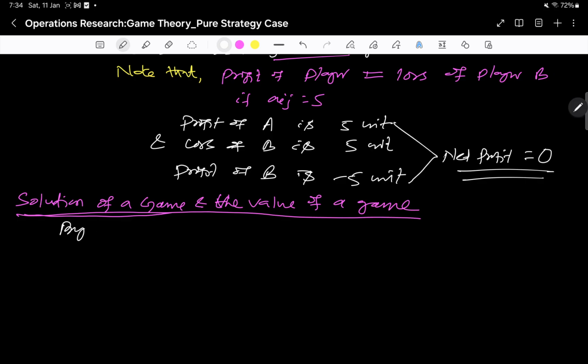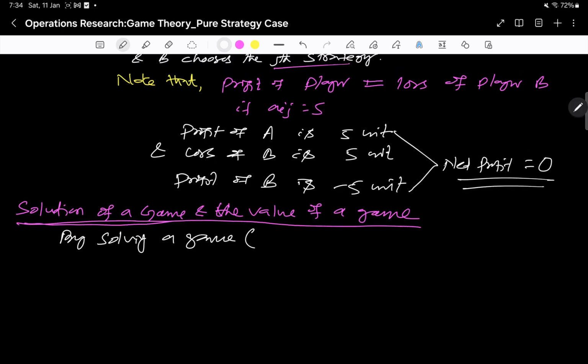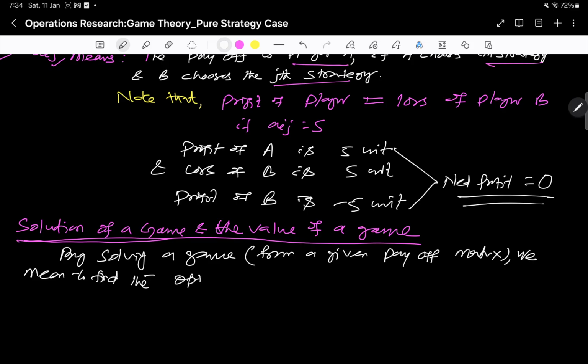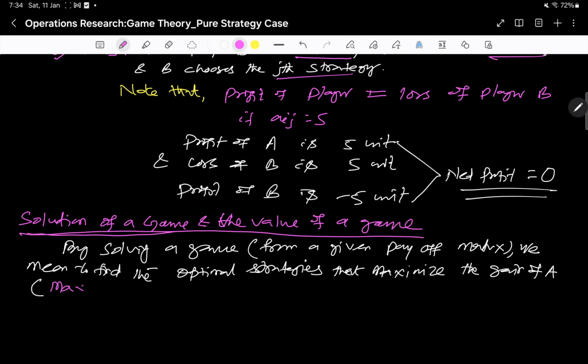Okay, by solving a game, from a given payoff matrix, we mean to find the optimal strategy or strategies that maximize the gain of A, or in particular we can say the Maximin value of A. We find the row minima, then we maximize it.